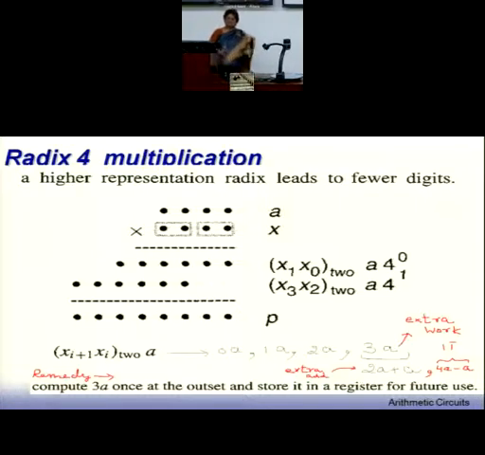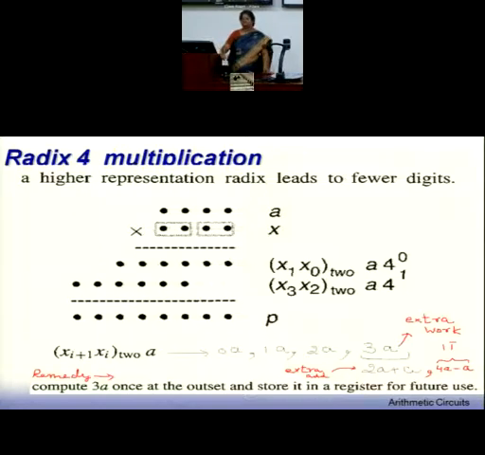You will say, what's the matter? You need to compute 3a only once and then replicate. I agree. But will it not be better if I don't have a 3a at all? Every time I have to recall my memory, get the 3a, and then add it to my PP row accumulator.